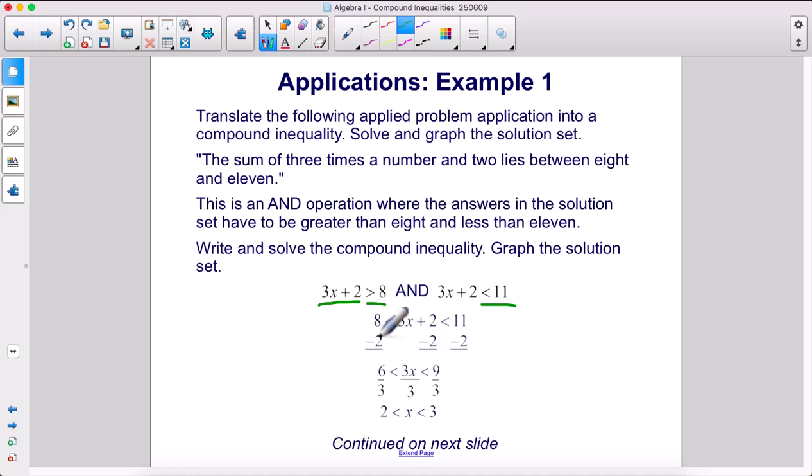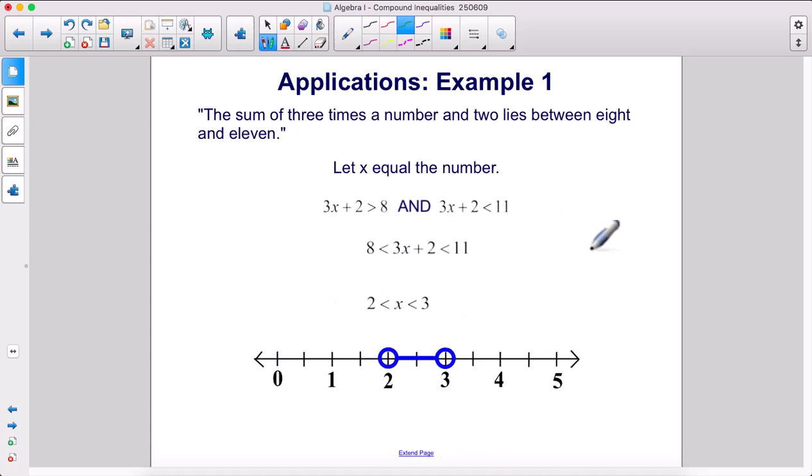So first we'll subtract 2 from all three sides. So we get 8 minus 2 is 6, 11 minus 2 is 9. Then we divide all three sections by 3 to get 2 is less than x is less than 3. All right, so here's the graph. X has to be greater than 2 and less than 3. So we have two open circles, connect them with a line.